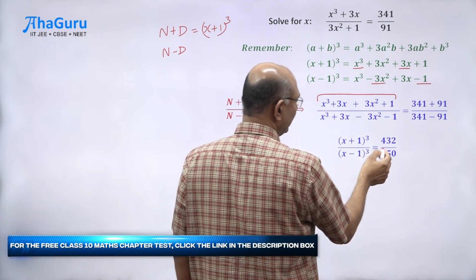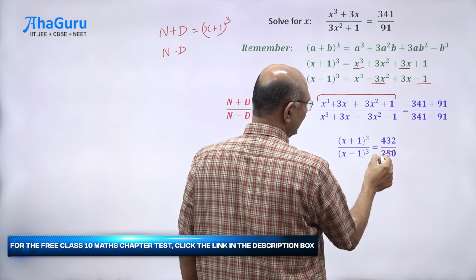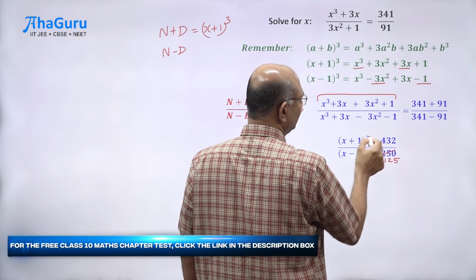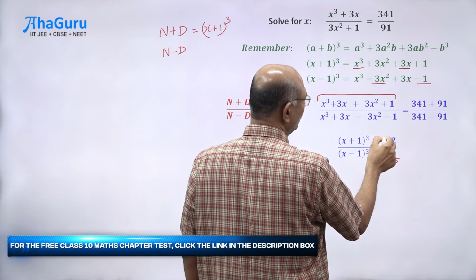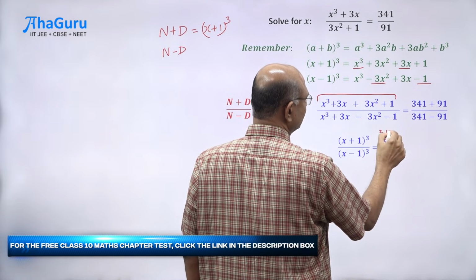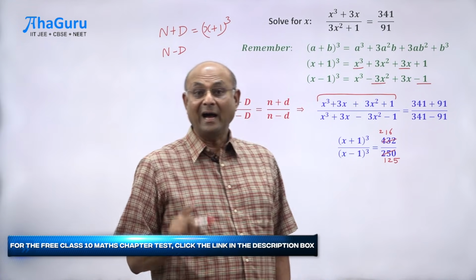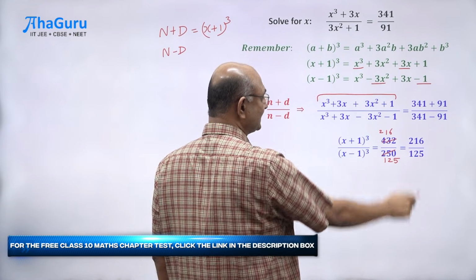Now if I try to factor out a 2, this is going to be 125, because 125 into 2 is 250. If I factor out a 2, so basically I'm going to get 216, right? 432 will be giving me 216. So 216 by 125.